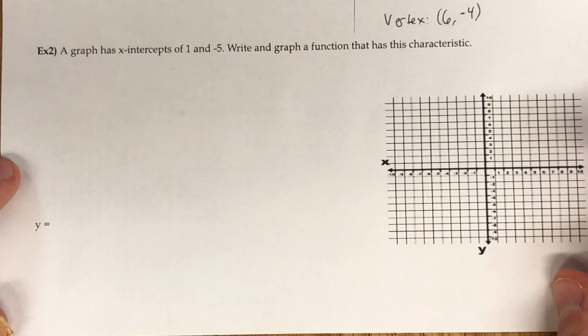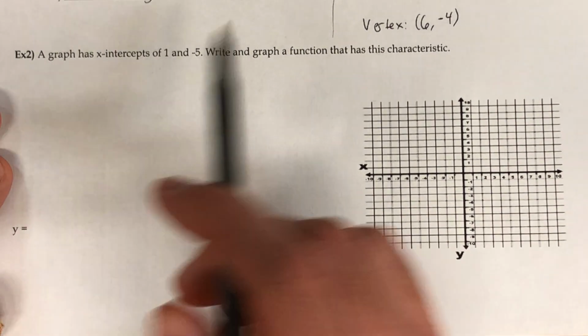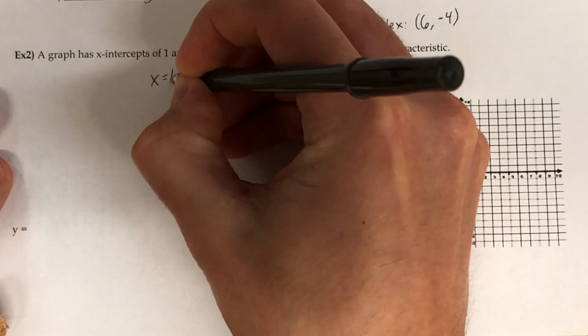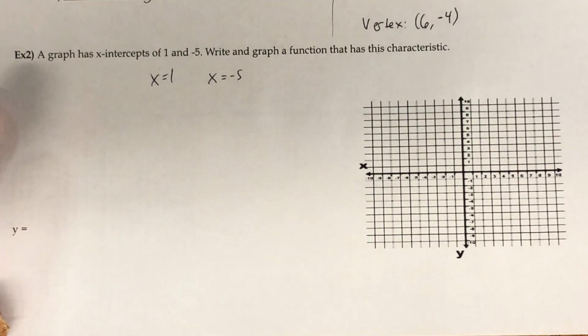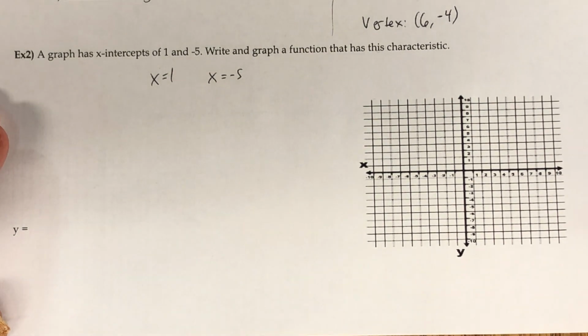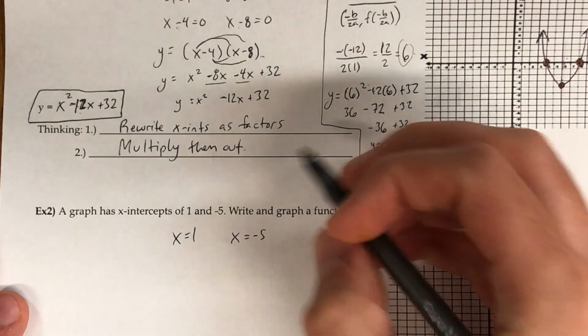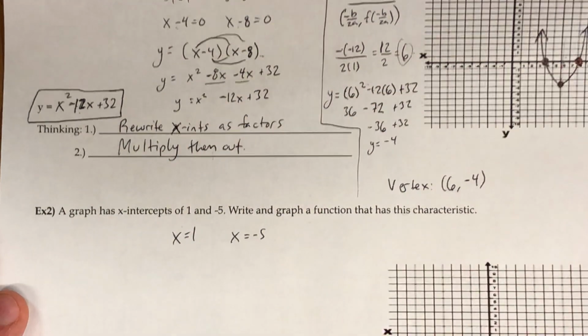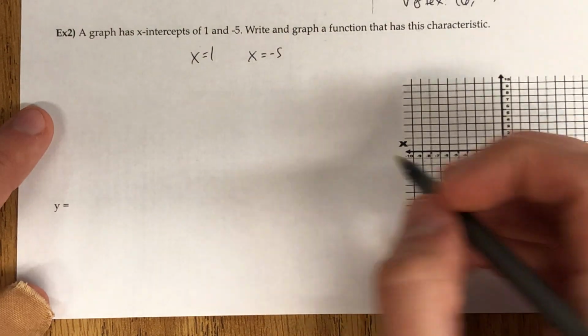All right, we'll do this one together. A graph has x-intercepts of 1 and negative 5. Write and graph a function that has this characteristic. So we'll start by writing. Again, our process or our thinking here: we start by writing those x-intercepts as factors, then we multiply them out. So if we want to write this as a factor, we need to set it equal to 0.